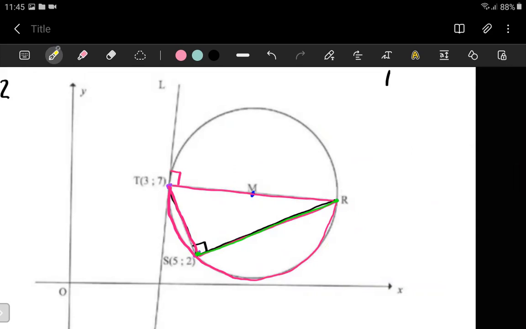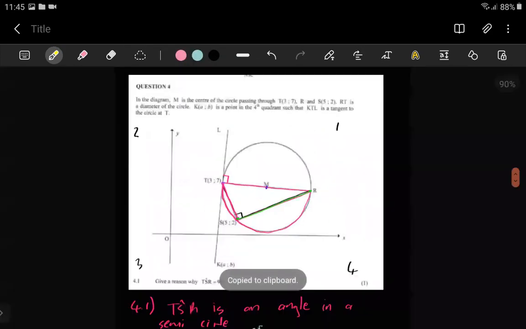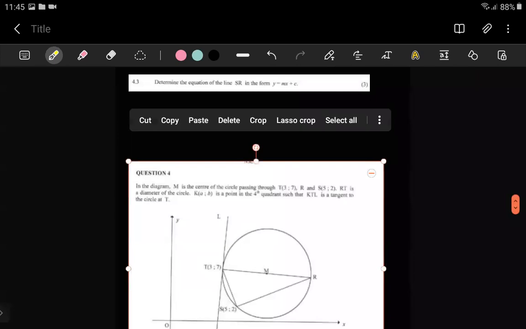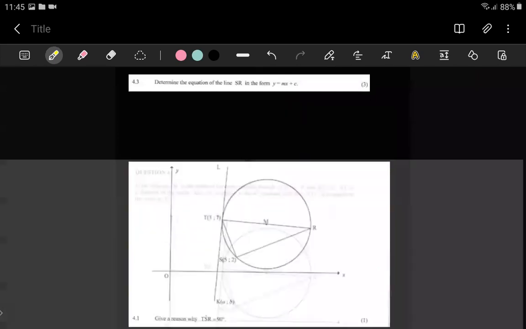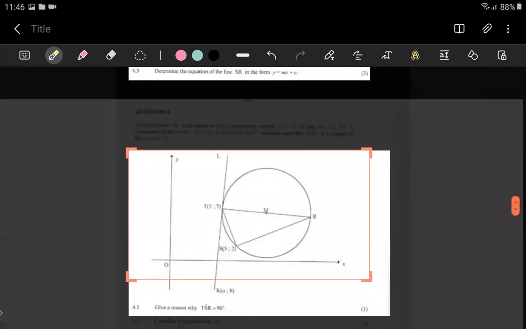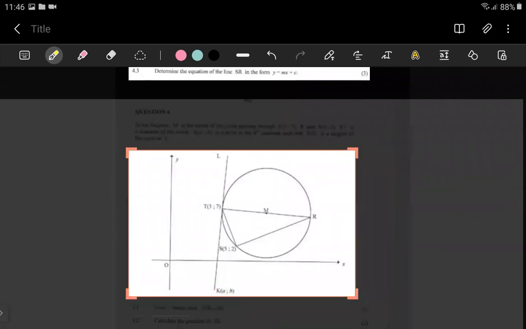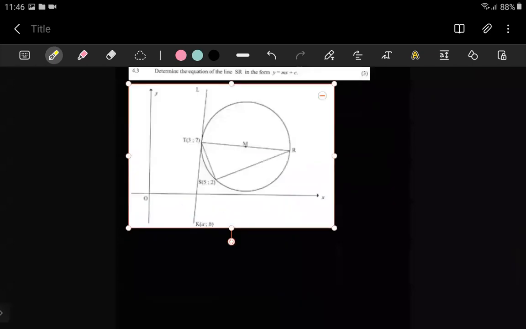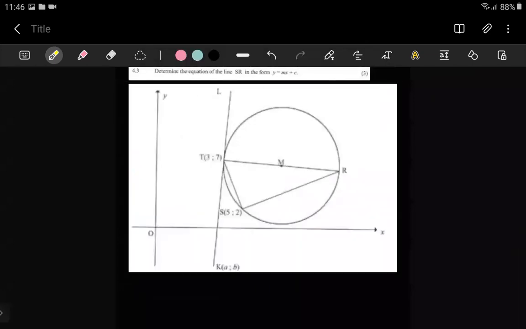So what can we do? Can I see the full question from the beginning? Just want to see if there's any information that I didn't recall. Let me just bring this picture closer, so that you can see it.